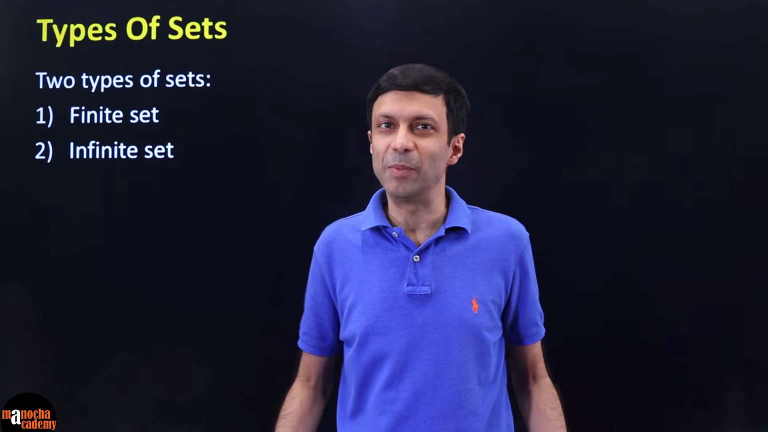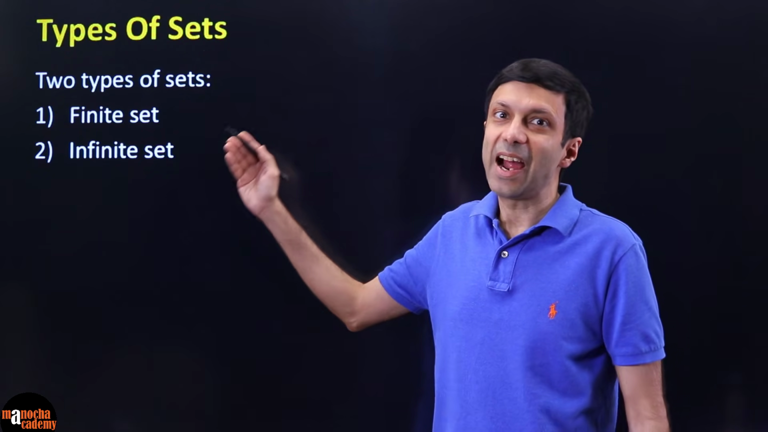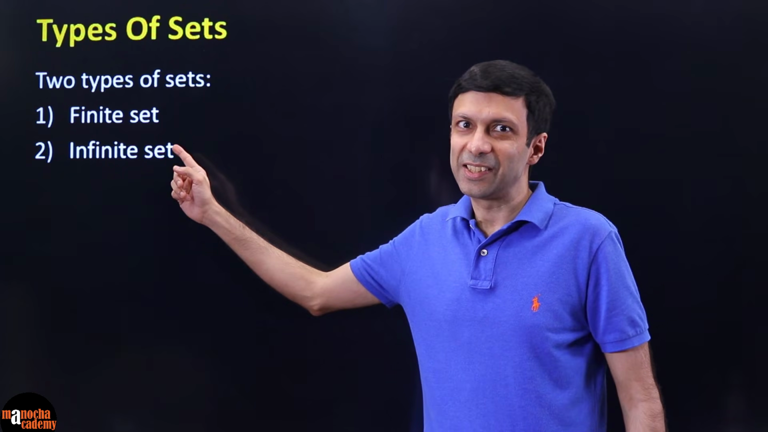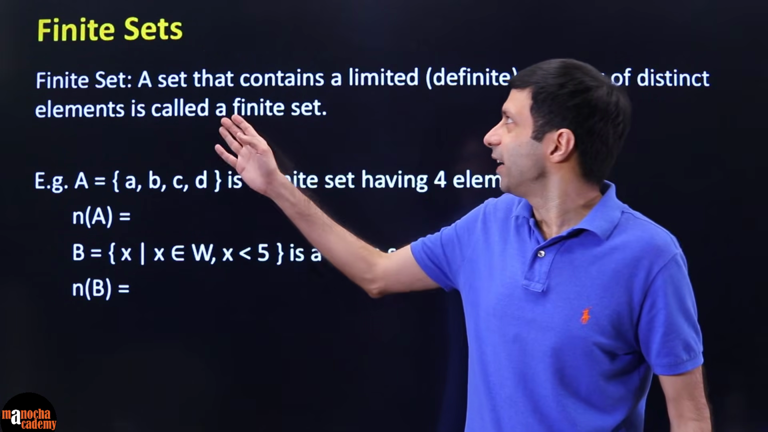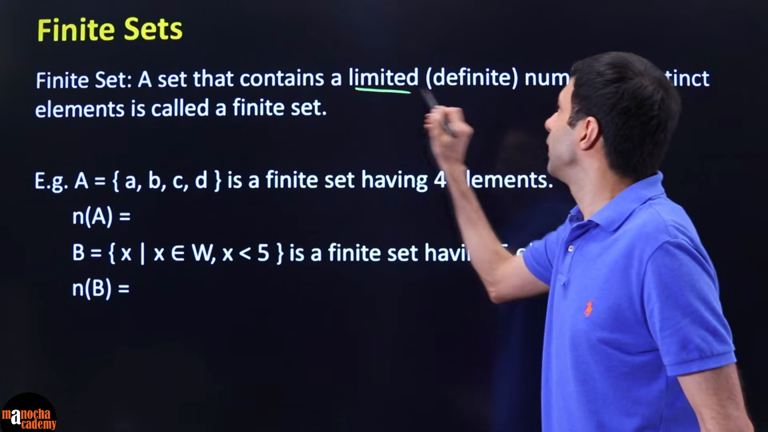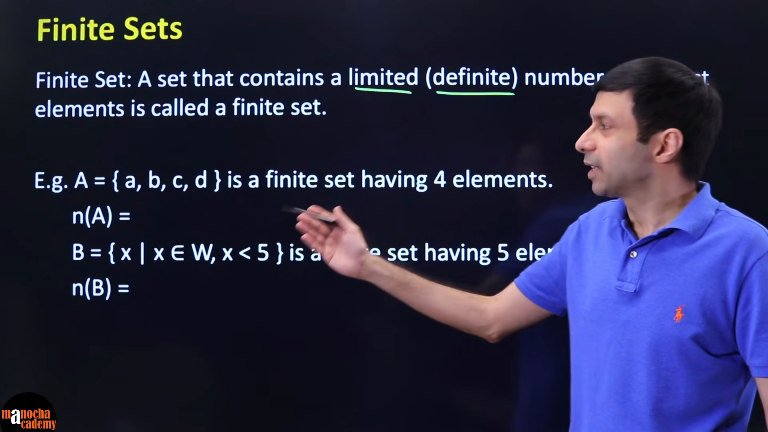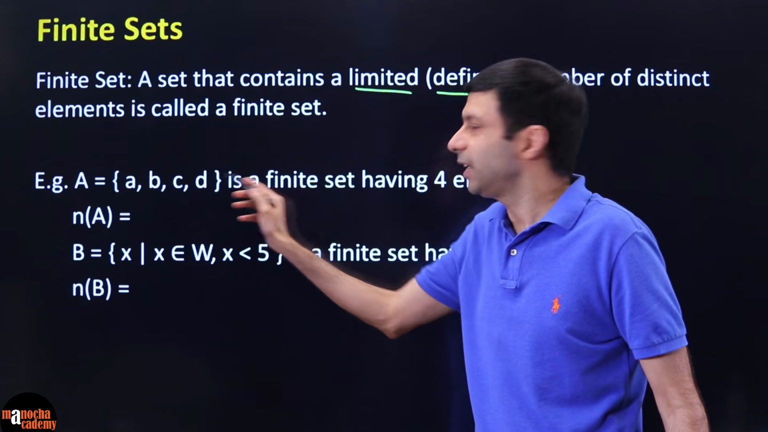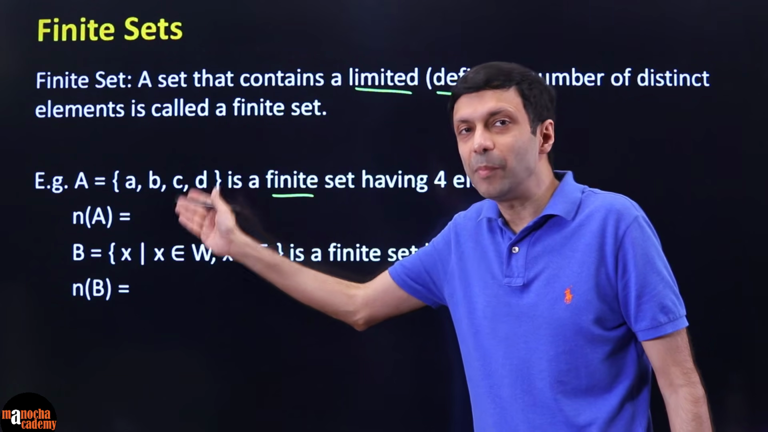Based on the number of elements, sets can be divided into two types: finite set and infinite set. First, let's take a look at finite sets. What is a finite set? Finite set is a set that contains a definite number of elements in it. For example, if we take set A having these letters A, B, C, D, you can see it is a finite set because it is having a limited number of elements.